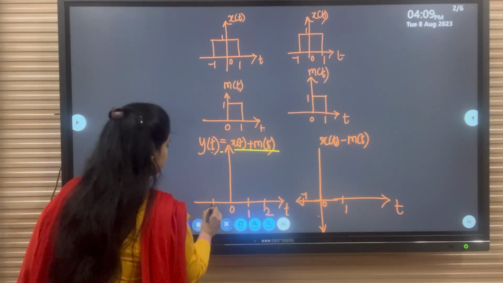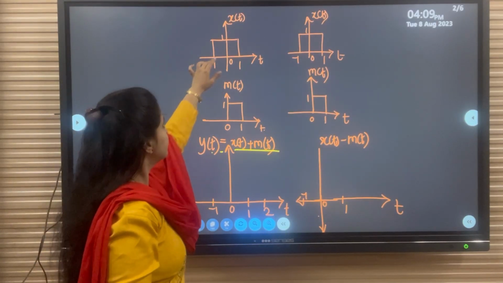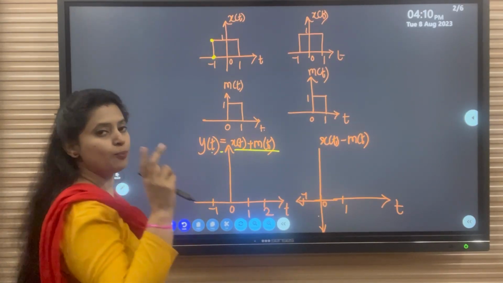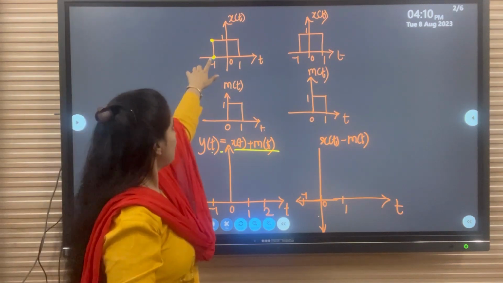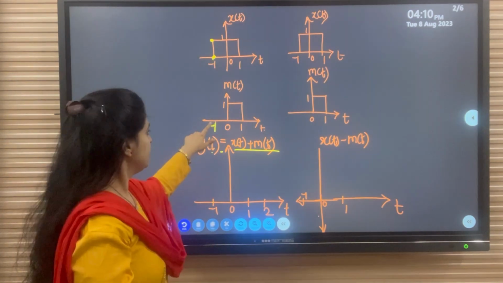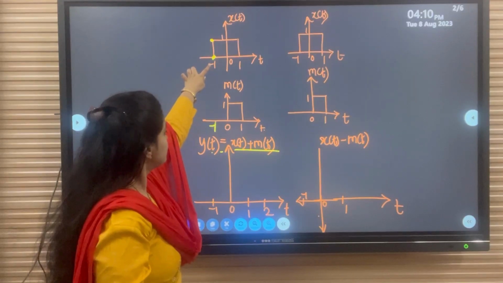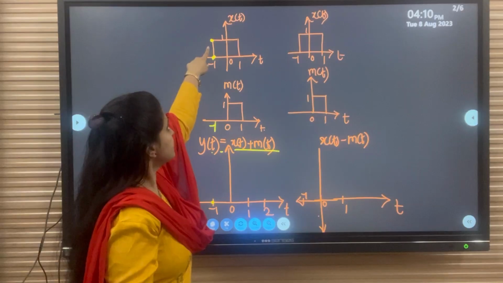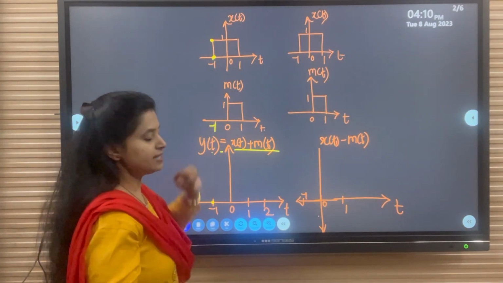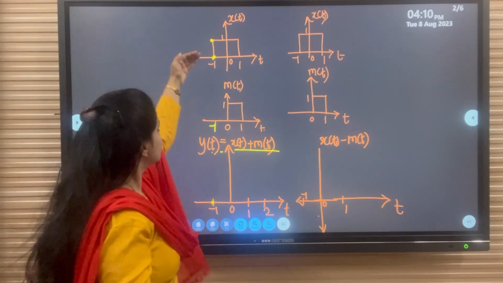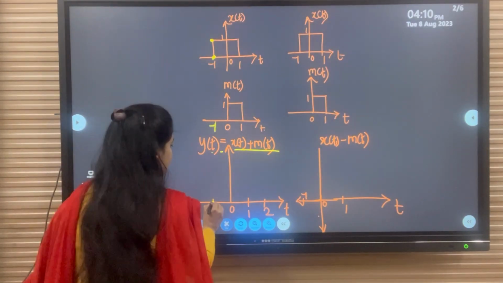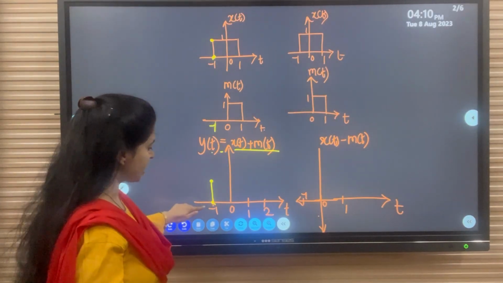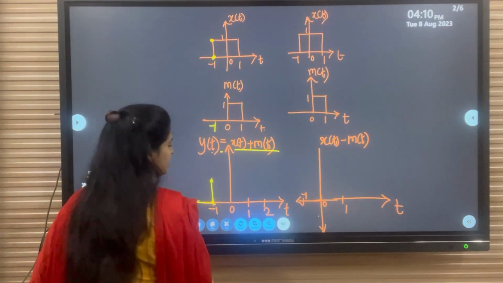Now at -1 we have to start. At -1 this signal is having two amplitudes, 0 and +1. So both amplitudes we have to consider. First of all, we consider this 0. At -1 this signal is having amplitude 0. So 0 plus 0, I'll get here 0 amplitude. Then again at the same, here it is having +1 amplitude. Here it is having only one value, that is 0. So 1 plus 0 is equal to 1. So at -1 I have this amplitude is equal to +1. So at -1 I am having transition from 0 to +1.